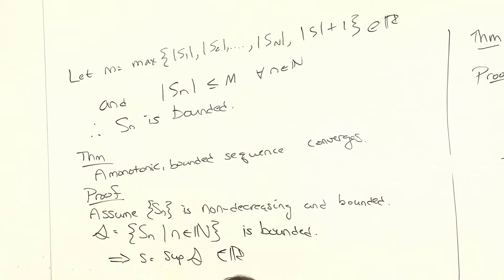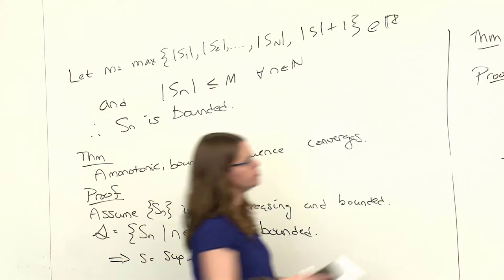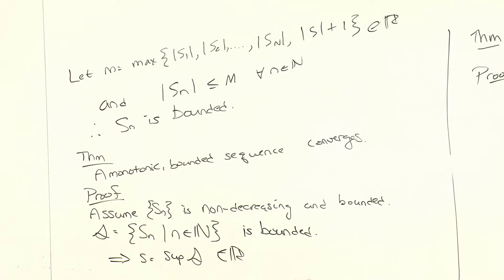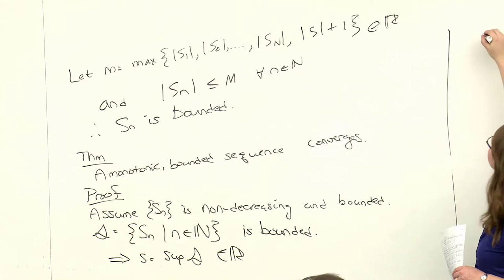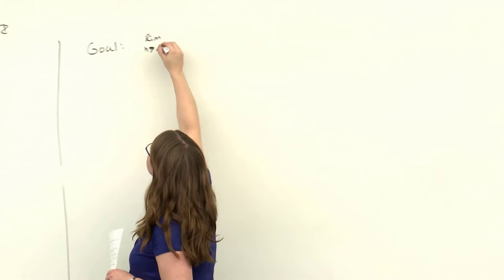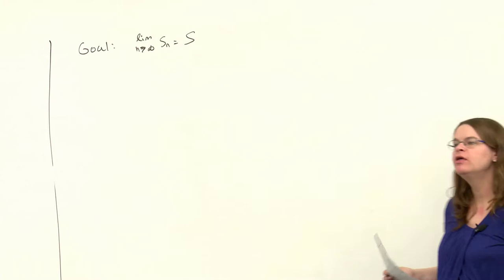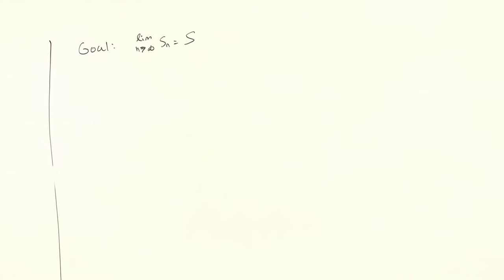And this is my candidate for the limit. Since we know our sequence is going up, going up, going up, we should expect it to get arbitrarily close to its least upper bound. Intuitively, this makes sense. We'll do a little more work to try to prove it. So our goal is going to be to show that this is actually the limit. Okay, so if that's my goal, my next line should be to pick an epsilon. Again, this is like a hint for the test. The first line is always pick an epsilon, and make sure it's positive.